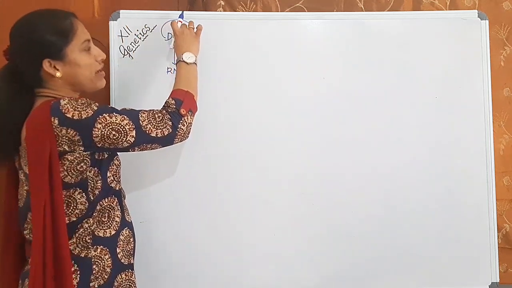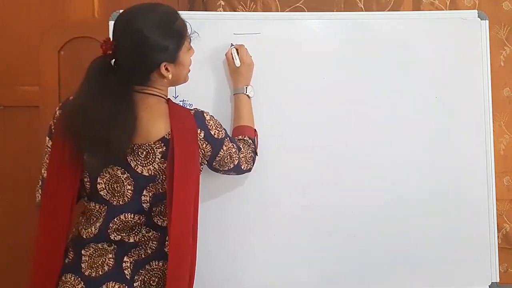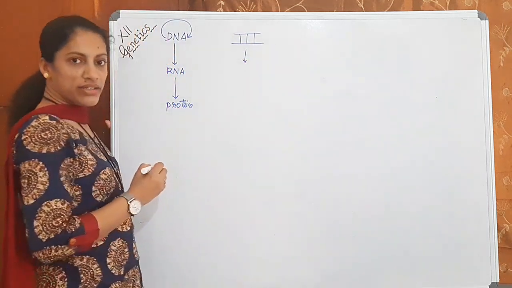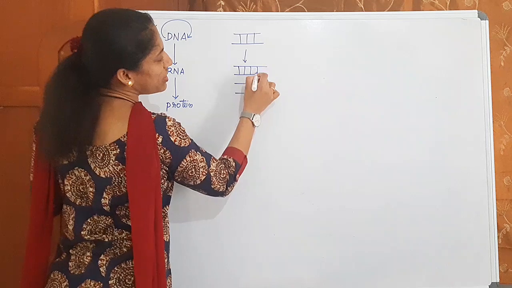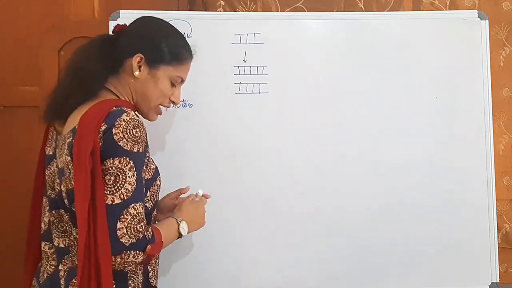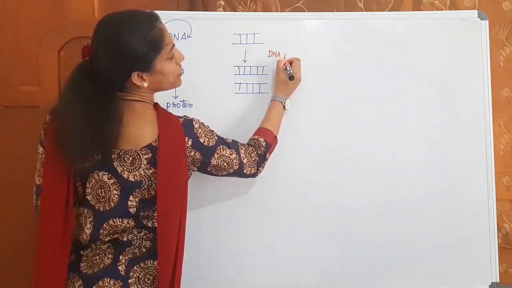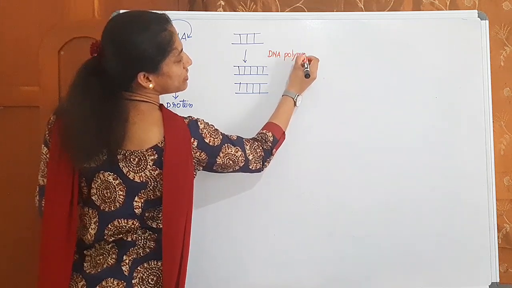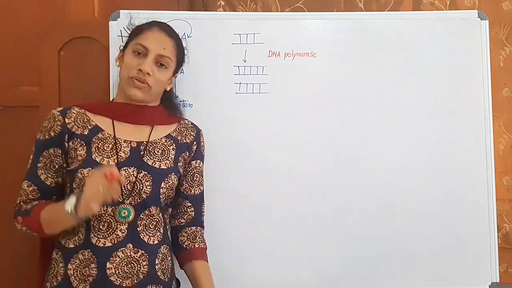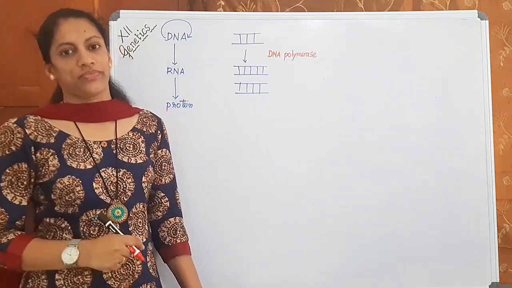When DNA replicates, both the strands of DNA act as template and produce new strands. And the enzyme used here, you have studied, is DNA polymerase enzyme. Then tell me, what is the principle behind this process? On which principle does this work?